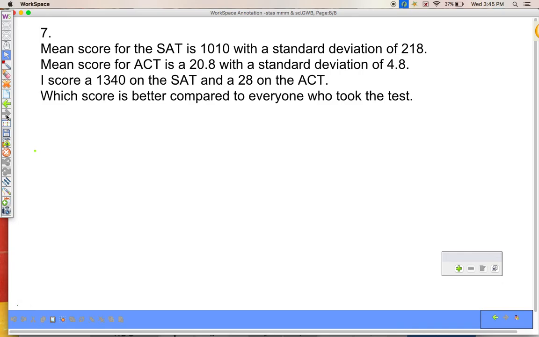What we want to do is compare our scores to everyone that took the test. You can't just look at it and tell because they're different numbers. So we're going to calculate our z-score for both of these tests, and whichever has a higher z-score tells us how we did compared to the group. My z-score equals my value minus the average, divided by the standard deviation.